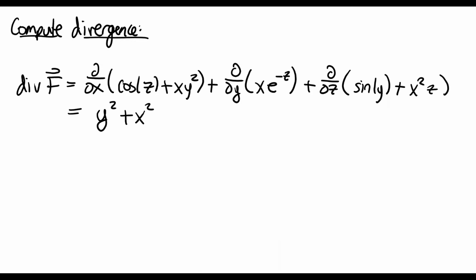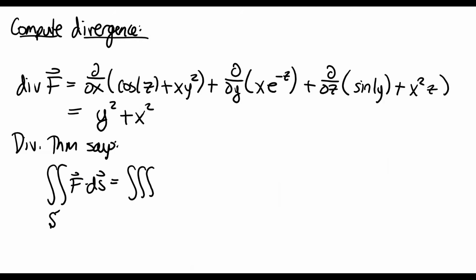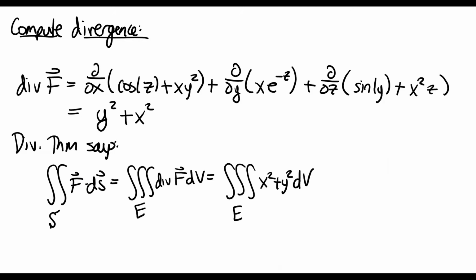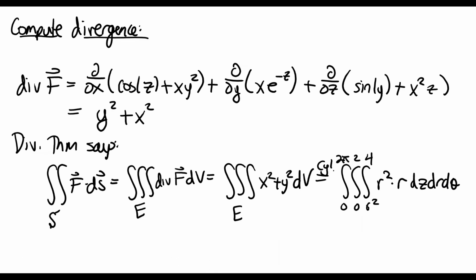So the divergence theorem says that instead of computing that ugly surface integral, we're going to compute the triple integral of the divergence of F over E, which means that we're integrating just x squared plus y squared over E, which in cylindrical coordinates becomes r squared times r dz dr d theta, where z runs from r squared to 4, r runs from 0 to 2, and theta runs from 0 to 2 pi. This comes out to 32 pi over 3.